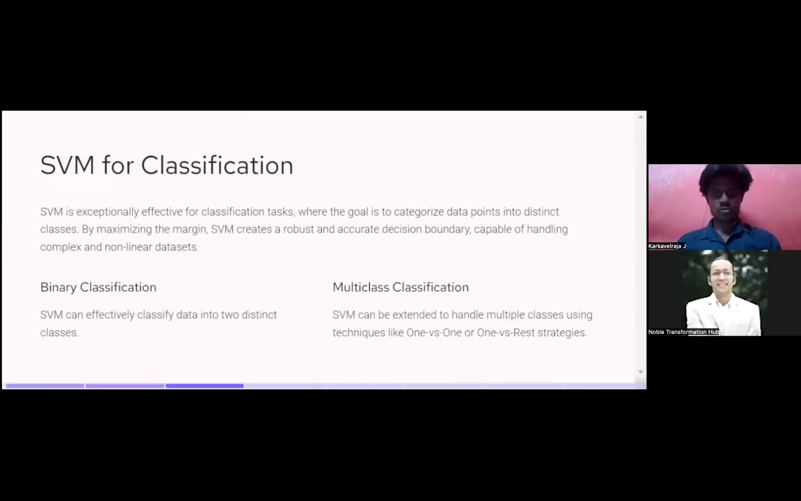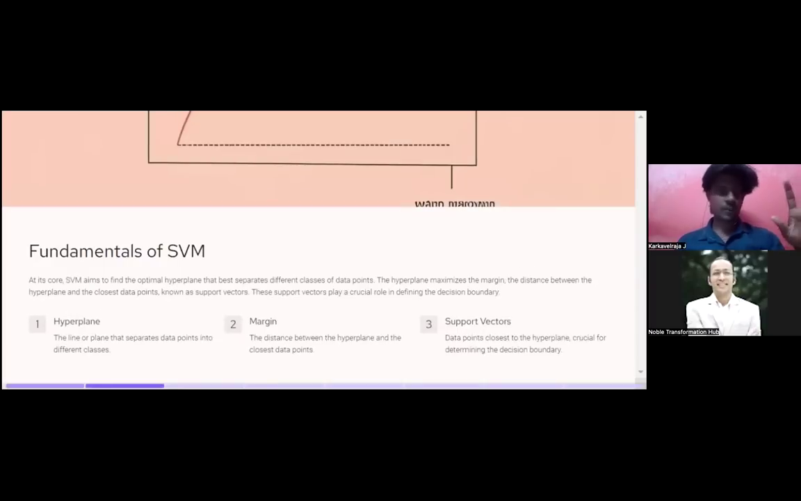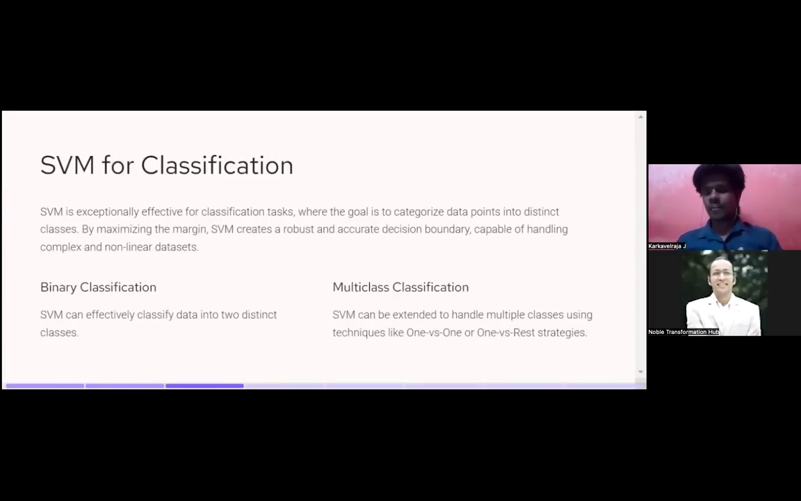So moving on, we have just discussed the fundamentals of SVM. Now let's see SVM for classification. We have mentioned classification and also regression for SVM. Let's see how it works for classification.